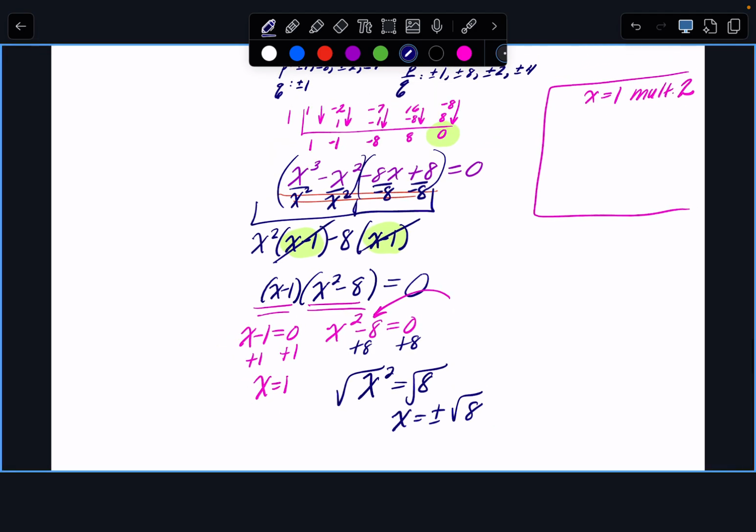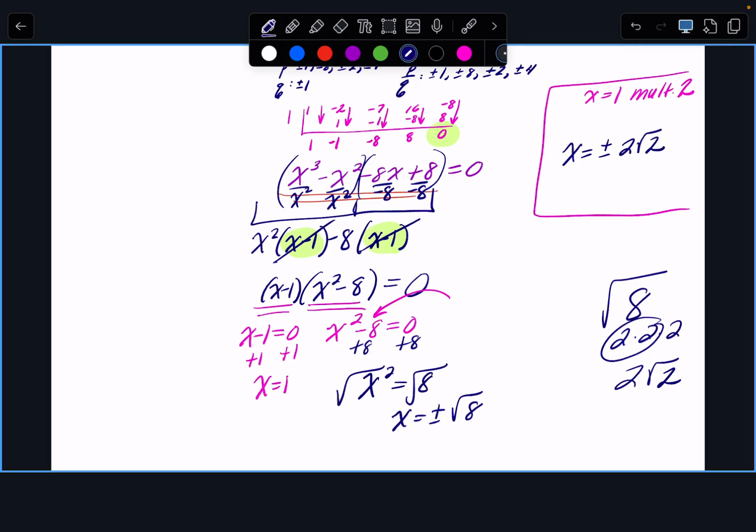You are expected to have simplified radicals, so I go off to the side and say root 8 is 2 times 2 times 2. So I pull out a 2. 2 roots of 2 is the prettier makeover version of root 8. So we're getting x is equal to plus and minus 2 roots of 2.